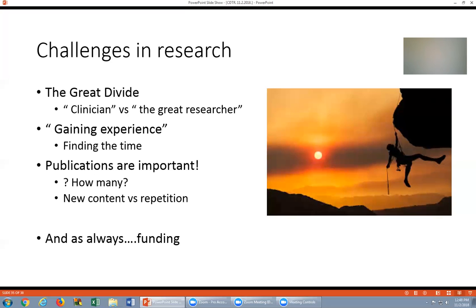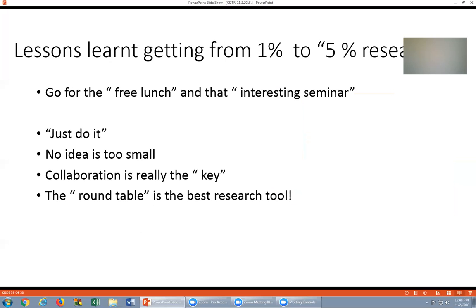Also, I think sometimes new content versus repetition. Why keep repeating the same thing again and again, which I always find hard? And then I don't have to explain that funding is always an issue, but it's good. It makes us work hard on clarifying our ideas and making them the best.